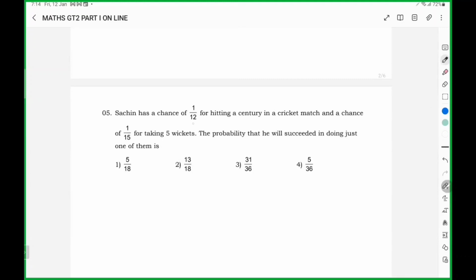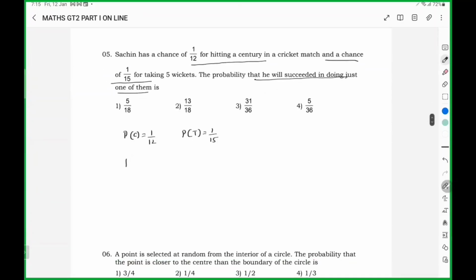Sachin has a chance of 1 by 12 for hitting a century in a cricket match and a chance of 1 by 15 for taking wickets. He will succeed in doing just one of them. So doing just one of them, that is either doing only a century and not taking wickets.